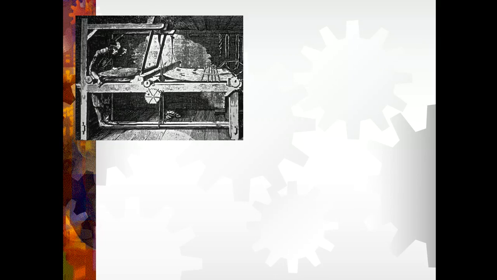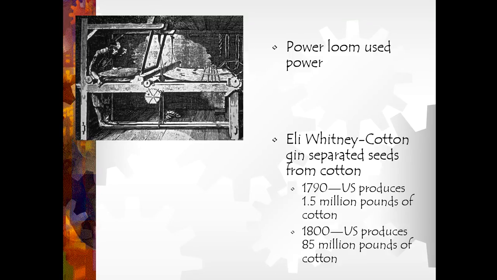The power loom used power. That's a little redundant, but this is going to be the wheels moving using the steam engine, and it's going to make this power loom go. And the cotton gin, which you may have learned about in 8th grade with Eli Whitney. So those are some of the machines that are used. What else?